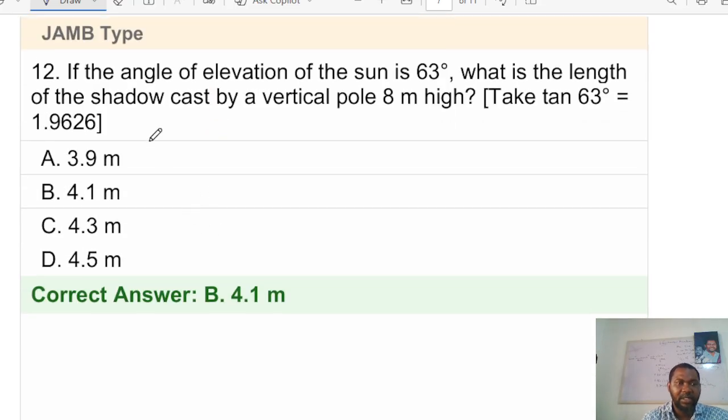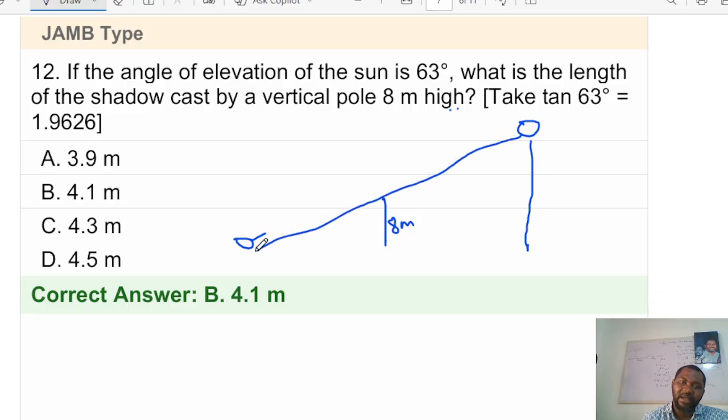This one says if the elevation of the sun is 63 degrees, what is the length of the shadow cast by a vertical pole 8 meters high? This is interesting. This is the sun, this is the distance of the sun from the ground, and this is another point on the ground looking at the sun. This is the pole, which is 8 meters. When the sun shines on the pole, it will cast a shadow like this that will end somewhere here.